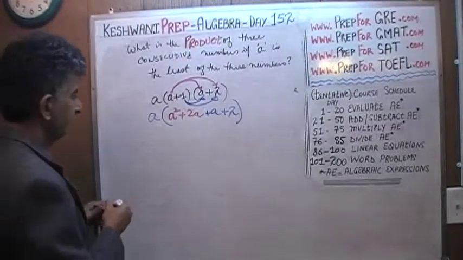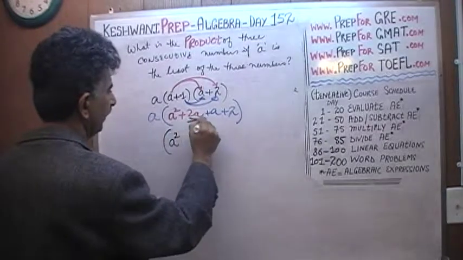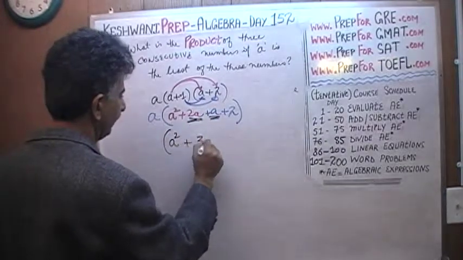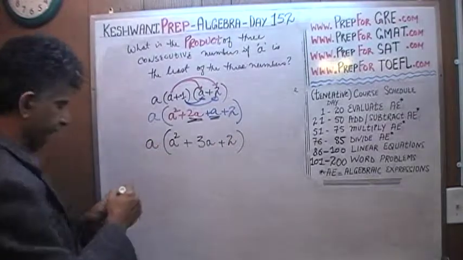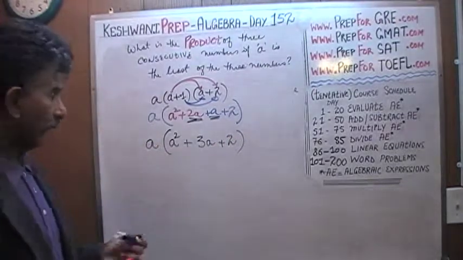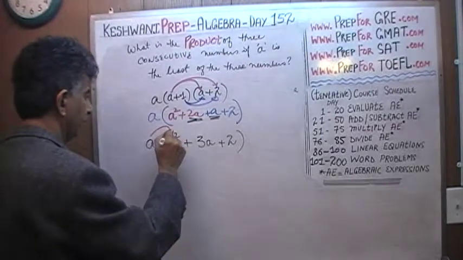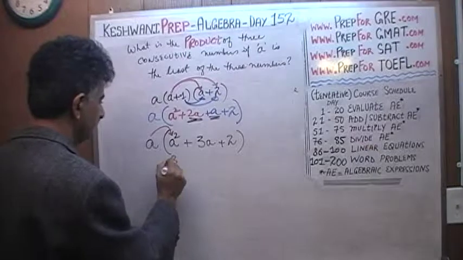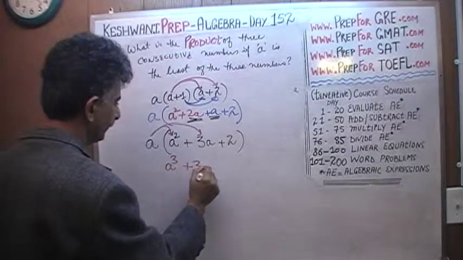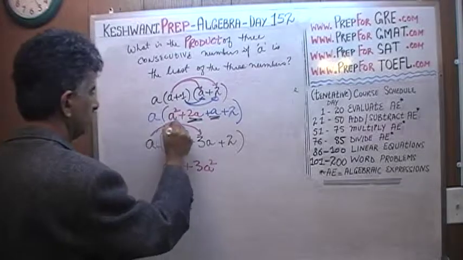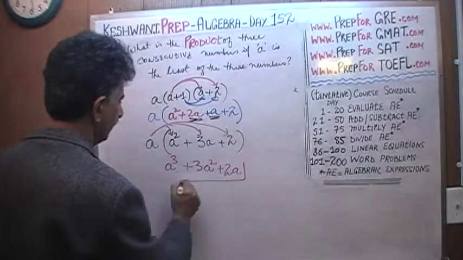Let's simplify this guy. So this a squared comes down, and here we have 2a and an a that gives us 3a plus 2. And then outside we have a. Now we go one more round. A times a squared gives us a cubed. A times 3a gives us 3a squared. And finally, a times 2 gives us 2a.